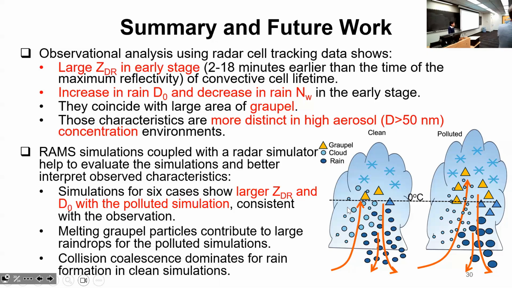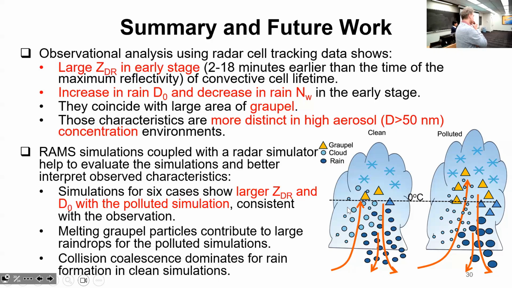So are the simulation cases the same as the observational cases? Yes, mostly the same. I collected some convective cells from several very large periods from June to September, but the simulation cases are 6 cases from those periods. So some of them are overlapping, some not. So then I believe the meteorology is also different between the cases. Yes, right.